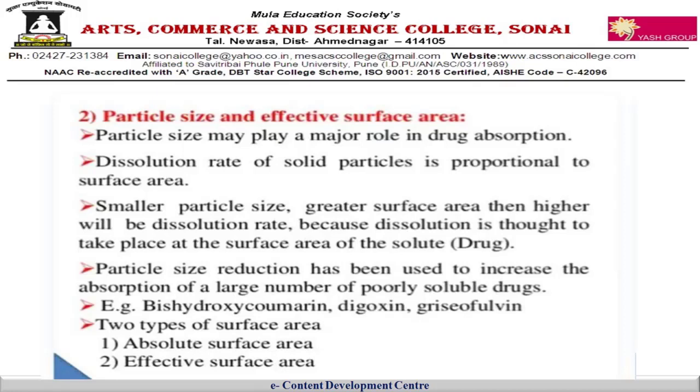Particle size reduction has been used to increase the absorption of a large number of poorly soluble drugs, for example bishydroxycoumarin, digoxin, and griseofulvin. These are examples of particle size and effective surface area. There are two types of surface area: first, absolute surface area, and second, effective surface area.